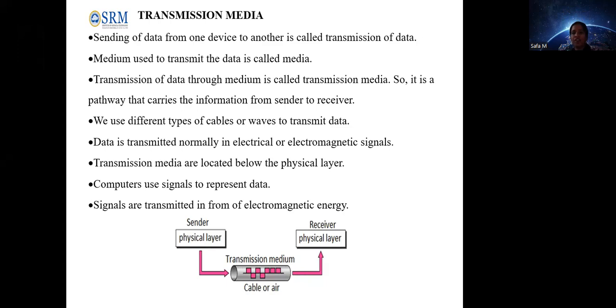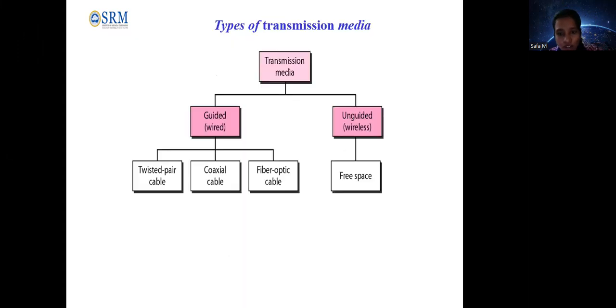We may use different types of cables or different types of media to do this. The transmission media lie below the physical layer, and computers use them to represent the signals. The signals are transmitted in the form of electromagnetic energies. There are guided media and unguided media. The unguided medium is free space, where we have the signals everywhere. The guided media are twisted pair cable, coaxial cable, and fiber optic cable.